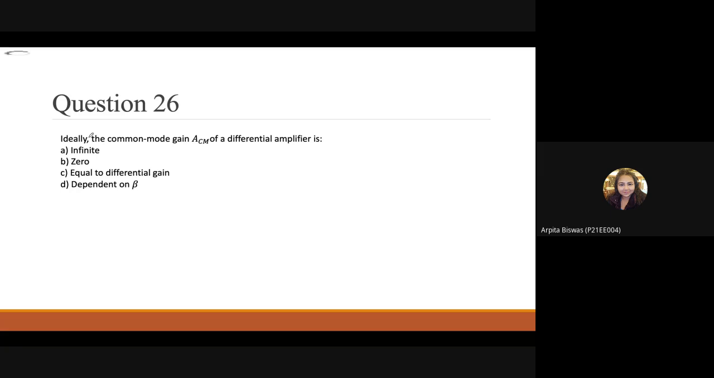So this is question number 26. Ideally, the common mode gain ACM of a differential amplifier is: first option, infinite; second option, 0; option C, equal to the differential gain; and option D, different on beta. Ma'am, 0, ma'am. Okay. Jasmine, what is the right option? Is it right only, ma'am, or not? Yes, it is right. The right option is option B, 0.